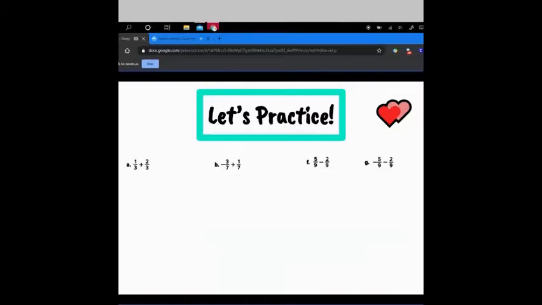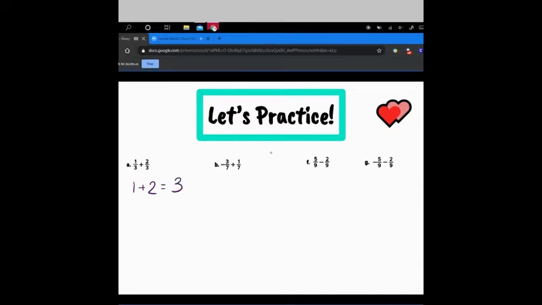Let's do some of these practice problems together. Now these are all like fractions, so remember we just need to add or subtract the numerators and keep the denominators the same. Letter A, 1/3 plus 2/3. So we're going to add the numerators. So add 1 plus 2. 1 plus 2 equals 3.